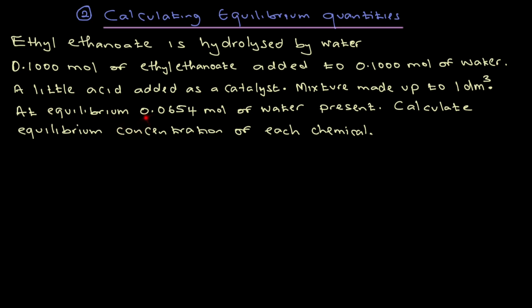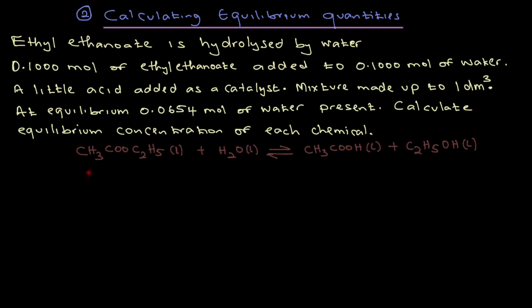At equilibrium, 0.0654 mole of water is present. Calculate the equilibrium concentration of each chemical. This is the chemical equation for the reaction. Ethyl ethanoate, so the ethyl is this, and ethanoate, plus water, that gives ethanoic acid plus ethanol.